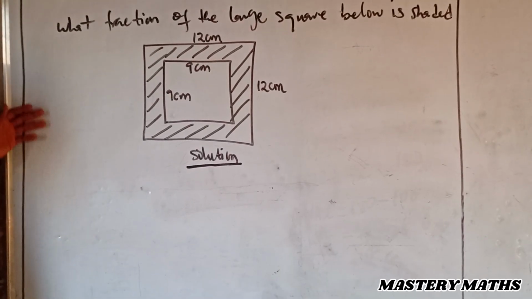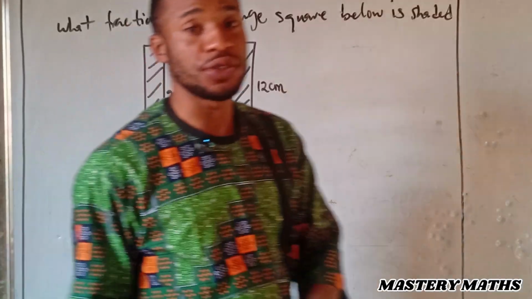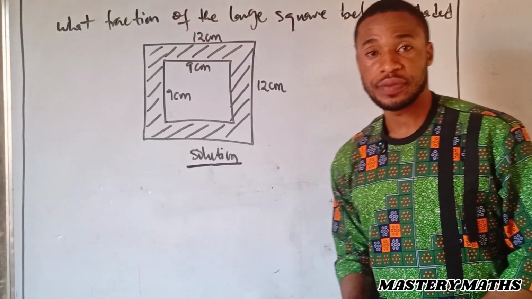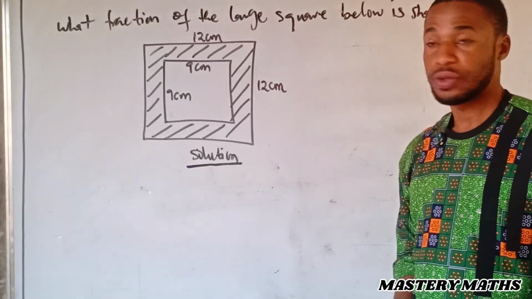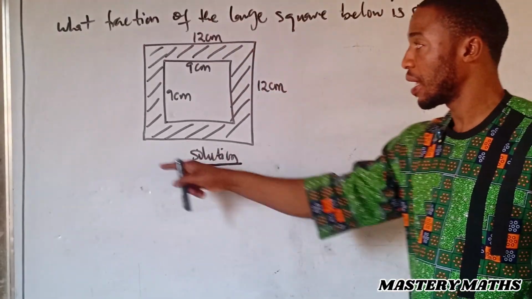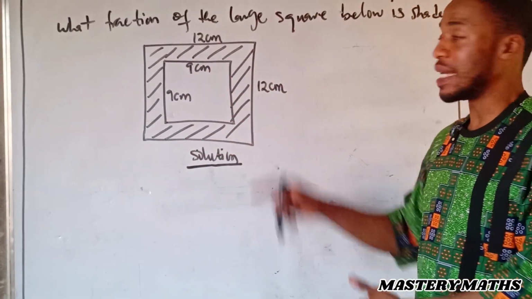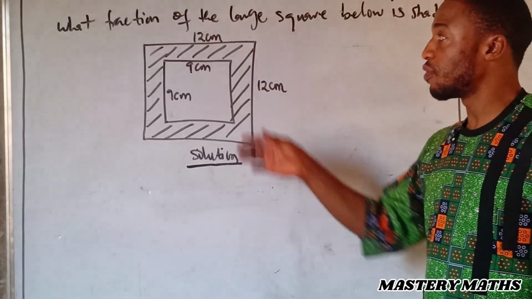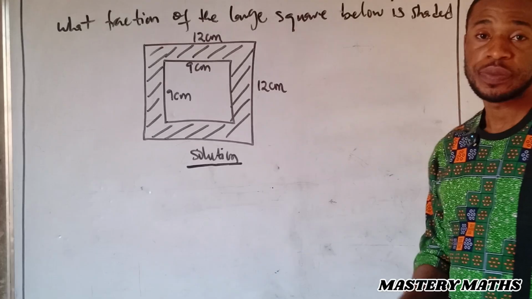On the board, what fraction of the large square below is shaded? What fraction of these is shaded? We have two squares here on the board. We have the big square and the smaller square. The smaller one is embedded in the big one. Now, the question is, what fraction of this large one is shaded?